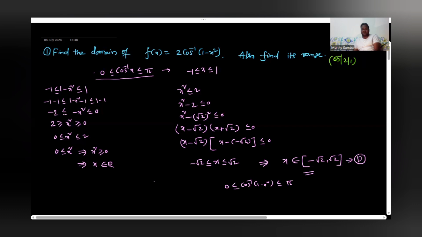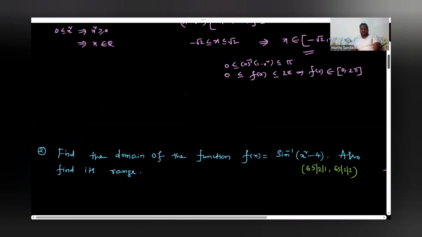Now we multiply by 2. 2 into 0 is 0, less than or equal to 2 cos inverse (1 minus x square), which is f(x), less than or equal to 2 into pi, which is 2 pi. It means f(x) always lies between 0 and 2 pi. This is the range of the function. This way you can find out the range as well as the domain of the function. Coming to the next problem.